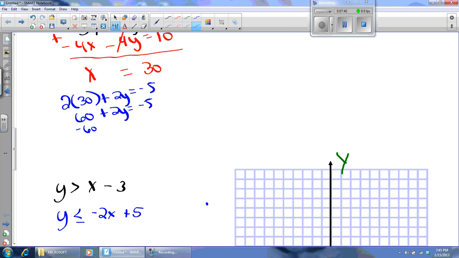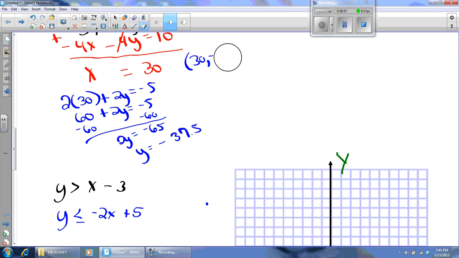Subtract 60 from both sides. I'll get 2y equal to negative 65. Y is going to equal negative 37 and a half. So these two lines cross at 30, negative 37 and a half.